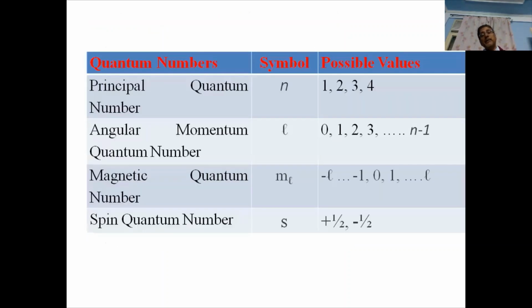Now, in a tabulated form, all the 4 quantum numbers are given here. Principal quantum number, n is equal to 1, 2, 3, 4, etc. Corresponding angular momentum quantum number, L is equal to 0 to n-1, 0, 1, 2, 3 up to n-1. Magnetic quantum number ml, that is -L to +L. The spin quantum number s, that is +half and -half.